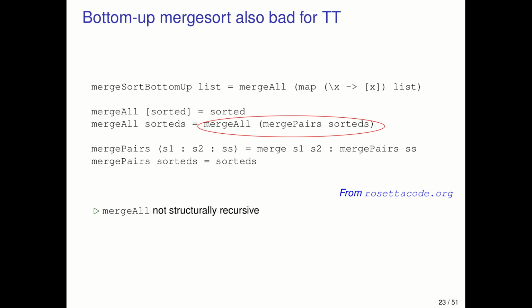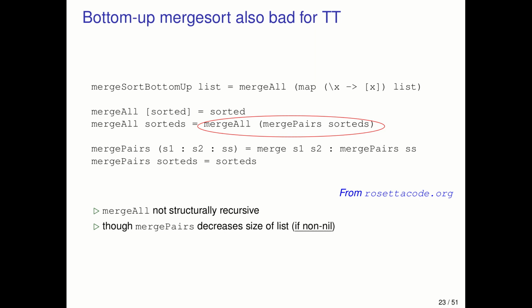That's definitely not structurally recursive. Again, it's like some sizes maybe are going down, and well, they are going down, and this sort of thing. But this is not structurally recursive. You know, merge pairs is going to decrease the size of the list if it's not null, right? So this is not an easy one to deal with either.